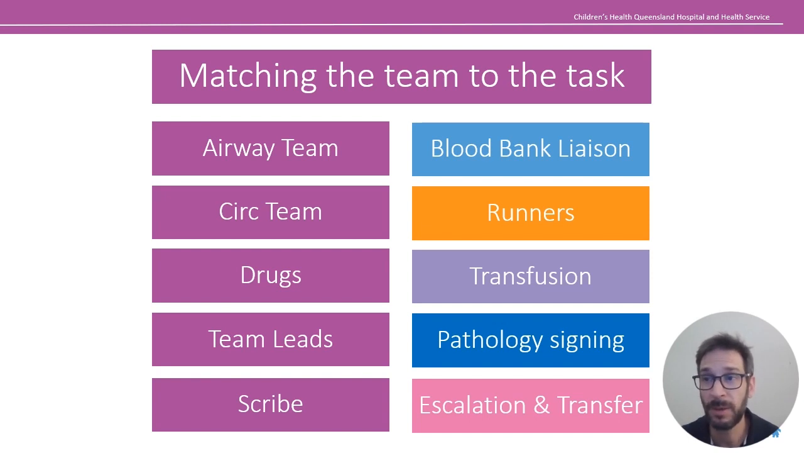We want to think about our runners, and this is actually really interesting because runners have a specific skill. They need to intimately be aware of where everything is in the hospital, where the machines are stored, and how to get efficiently between blood bank, between theatre, and back to emergency or wherever your patient's being resuscitated.